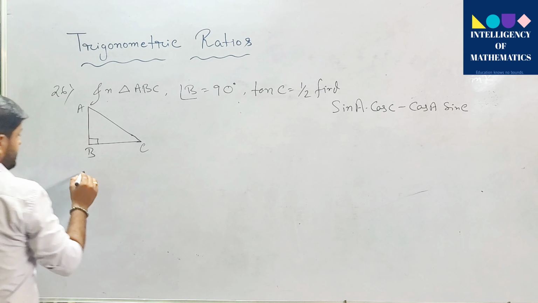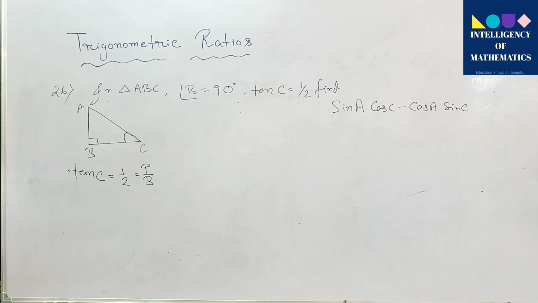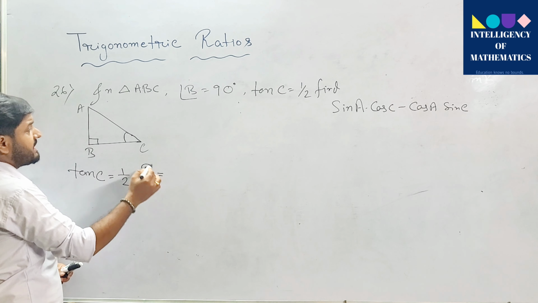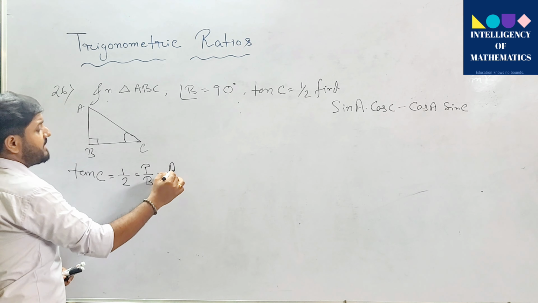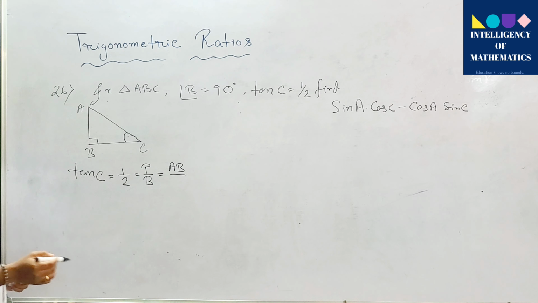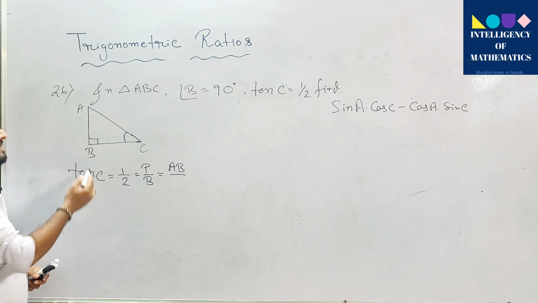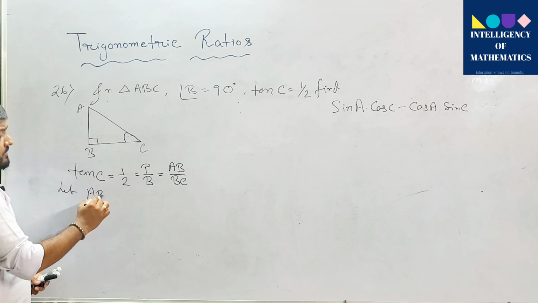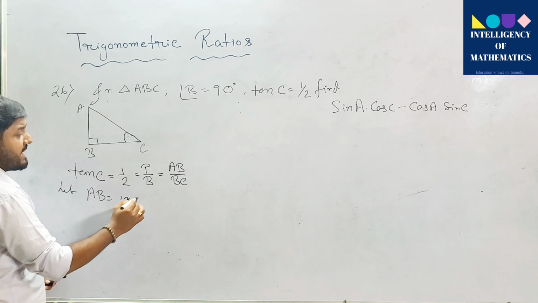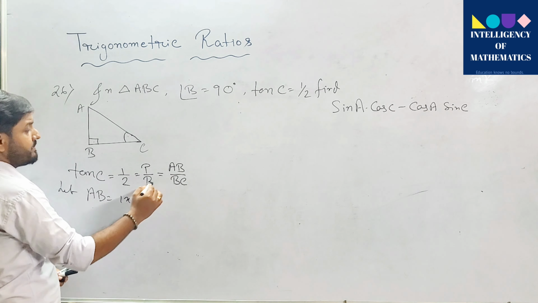We know tan means perpendicular by base. Now, C angle is given, that means this is your considering angle. So according to C angle, the perpendicular is AB, because it is in front of the considering angle. The right angle's front is the hypotenuse, so the base will be BC. So from here we can write, let AB's value be 1x, and BC's value we can take as 2x.